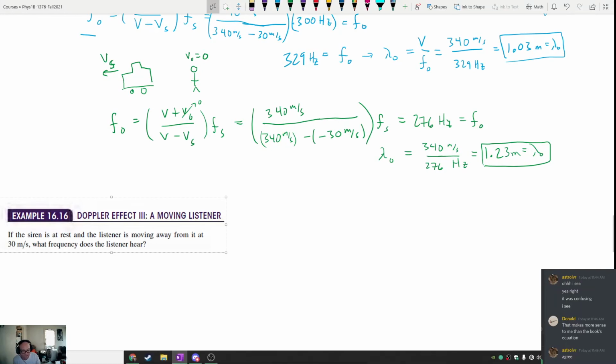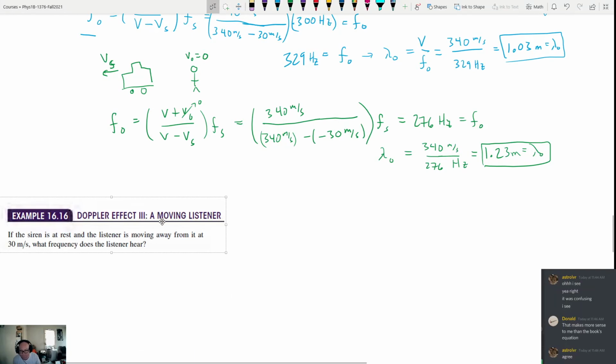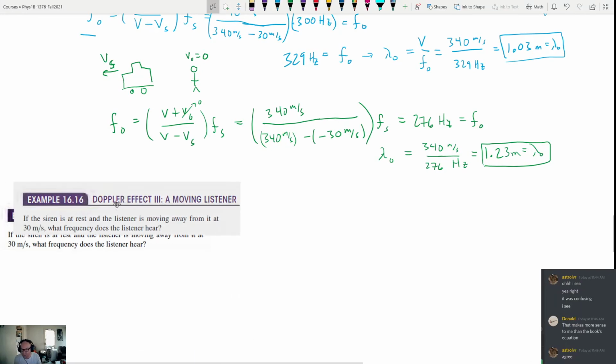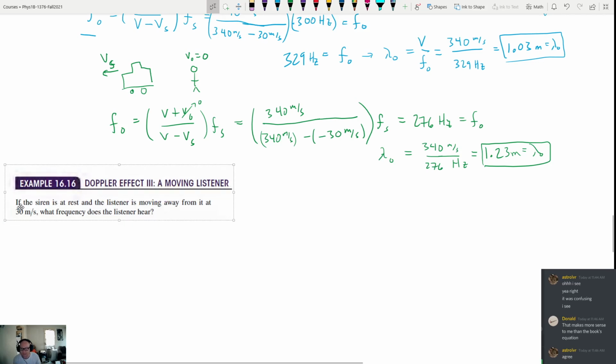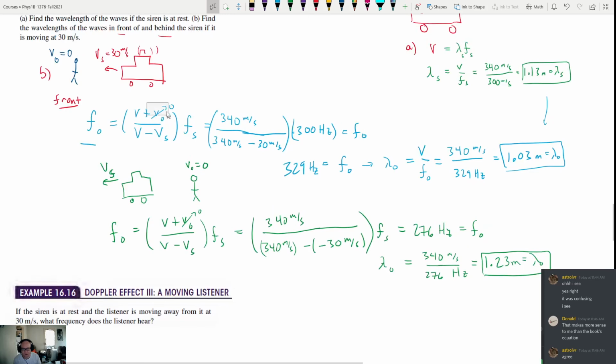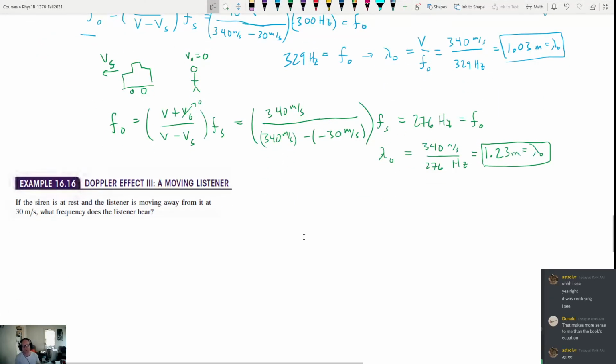All right, we have a little bit more time, not much. So I think I might skip this one. This problem, what happens is that it says, if the siren is at rest and the listener is moving away from it at 30 meters per second, what frequency does the listener hear? The only thing that's going to change now is that the observer is the one that's moving instead of the source. And so I guess we could go through this relatively quickly.